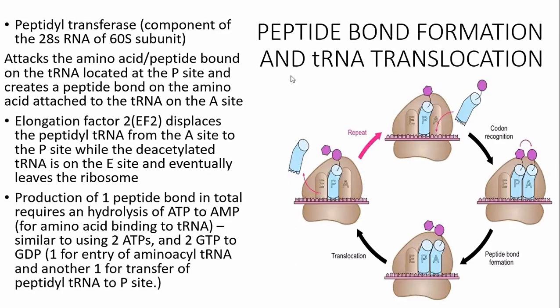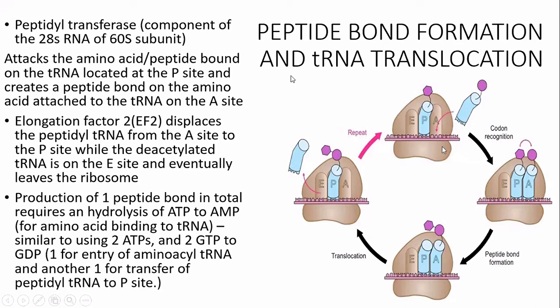Ito, makinig. Kasi importante. Si peptidyl transferase, that is your component of the 28S rRNA of the 60S subunit dito. Okay? It attacks the amino acid peptide bond. Ito siya.